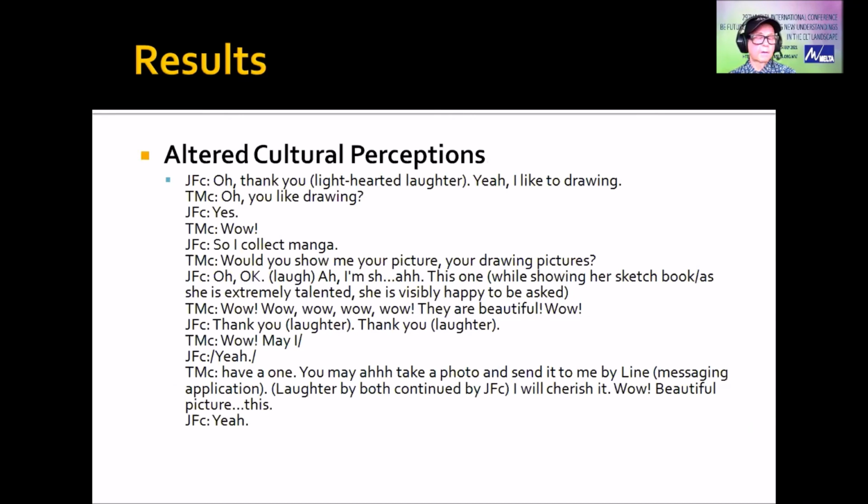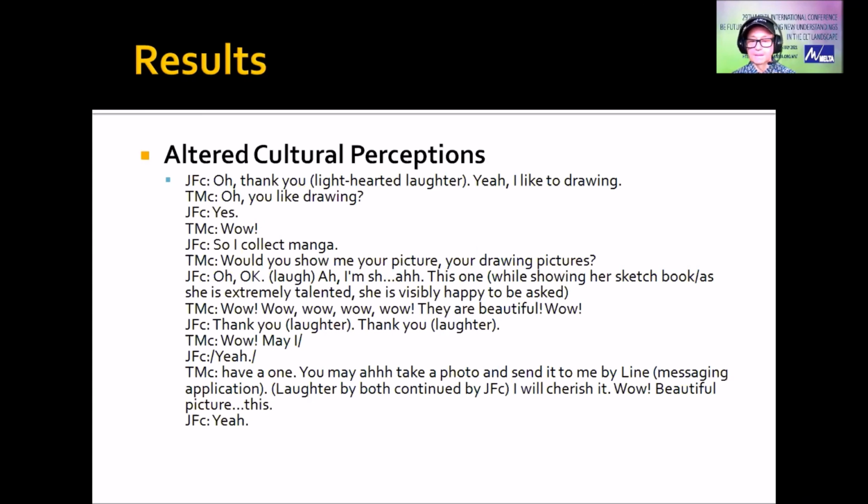Another category that arose, and again, this is related to culture, was: were cultural perceptions altered in any way? And here's a conversation about manga. One of my students really liked to not only collect manga, but she loved to draw manga. And she was very, very good at it. And when her Taiwanese partner found out about it, he became so excited because he liked manga and he was so thrilled that he could meet someone who could actually draw manga as well as my student could.